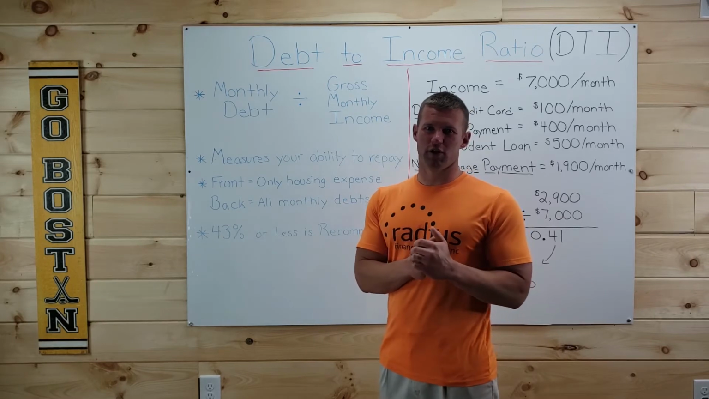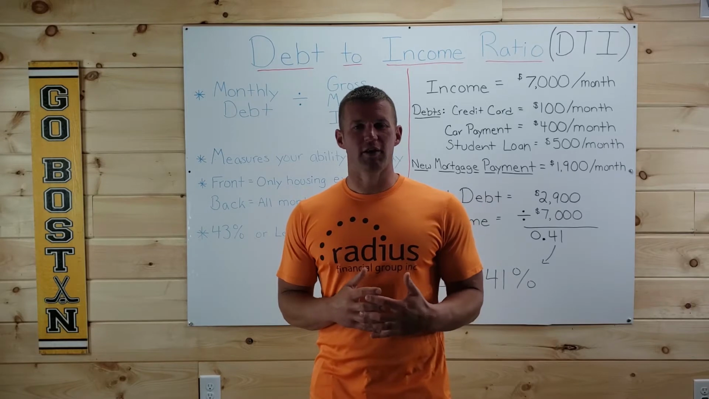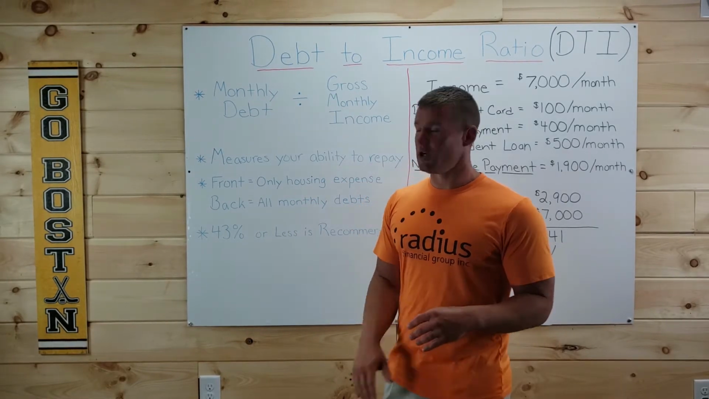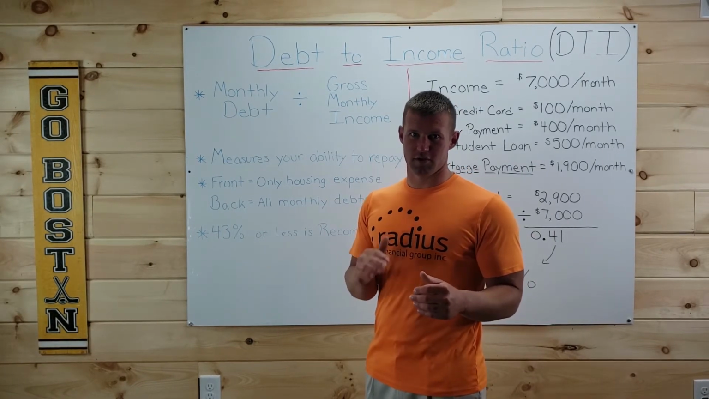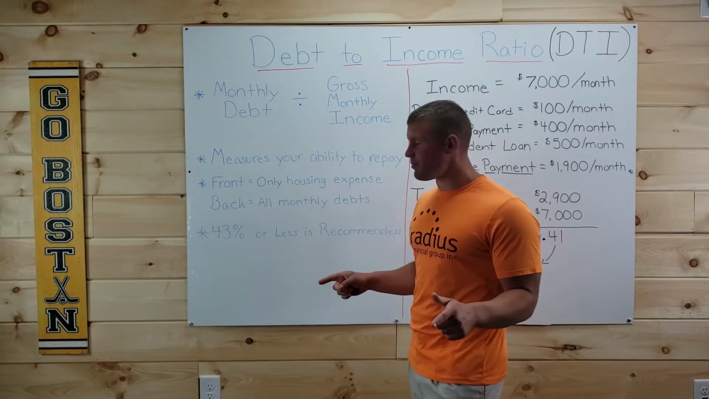So this is really, really huge. When an underwriter is reviewing the mortgage application, they're going to be looking at your ability to repay that mortgage. And they're going to look at your debt to income ratio, and the lower that percentage is, the better off you're going to be.